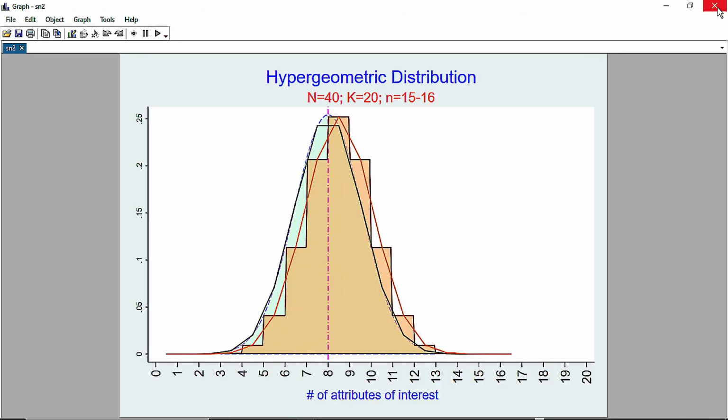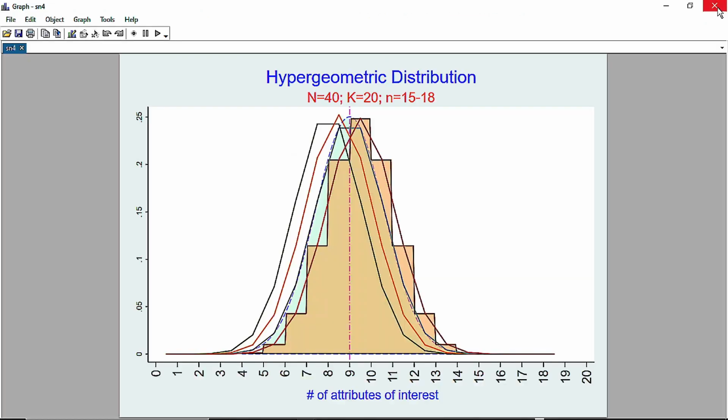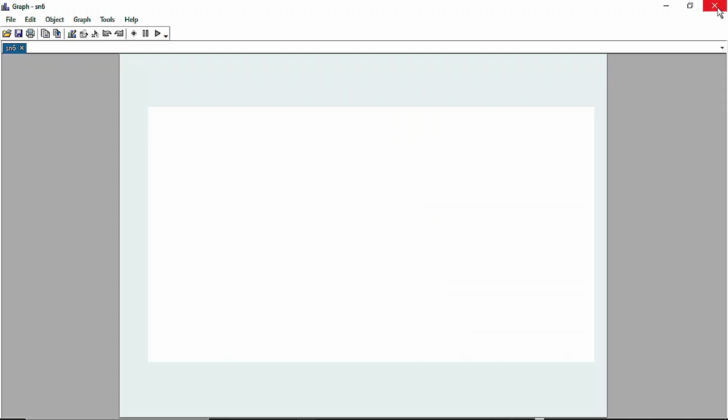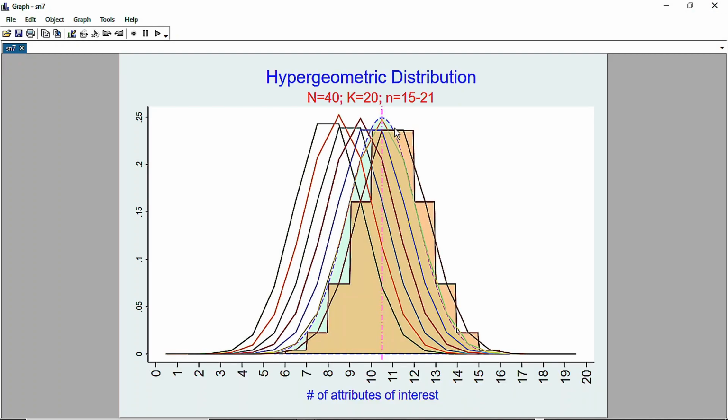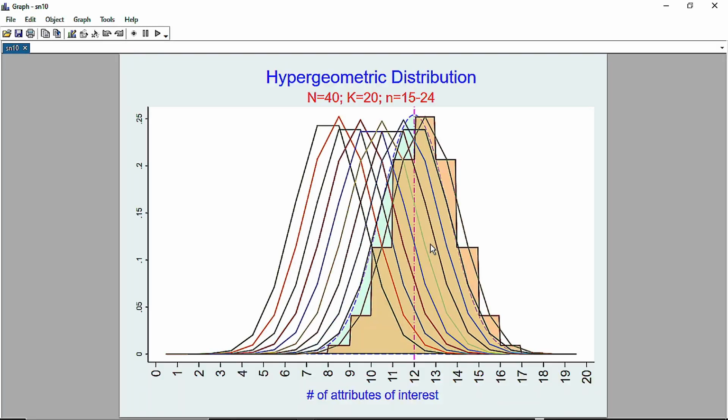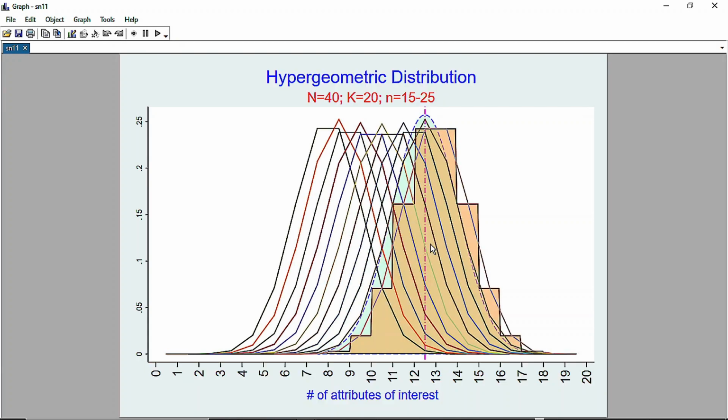As the probability p is 50%, the graph is more of a symmetric one. If you look at this hypergeometric distribution, we see that the graph is more symmetric. And at the backdrop, we have a normal distribution with the mean and variance equal to the mean and variance of the hypergeometric distribution.